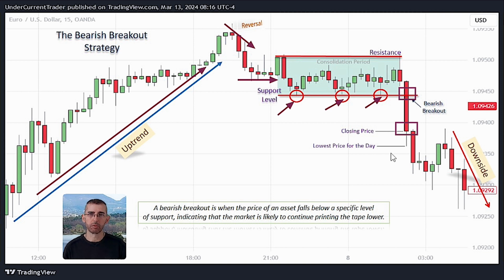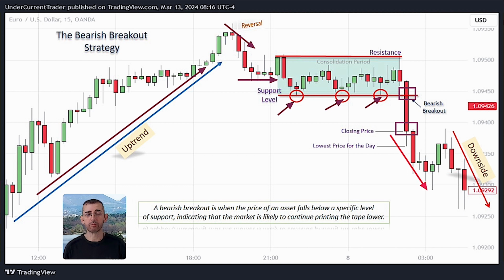So in our chart example here, you'll notice that when the bar closes below the support area, we've got ourselves a higher probability bearish breakout. Once that breakout happens, the price enters a confirmed downtrend.